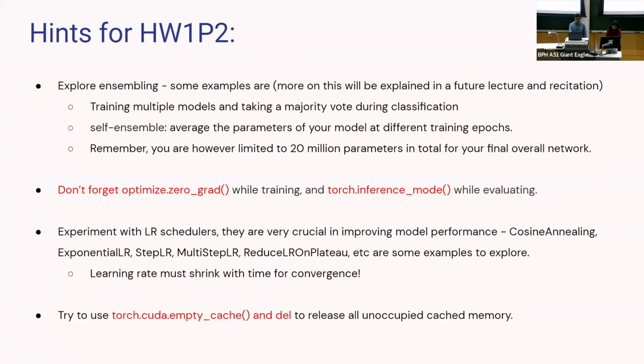Learning rate usually has to shrink in time for convergence. So think about a schedule that slowly starts decreasing the learning rate as your model starts to learn. At which point you start to decrease it is really the goal of the schedule. So using some helper functions to delete or release unoccupied cache memory is also useful if you often run into out of memory errors with your GPU.